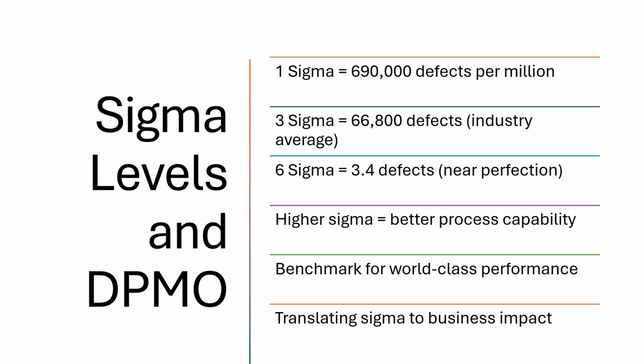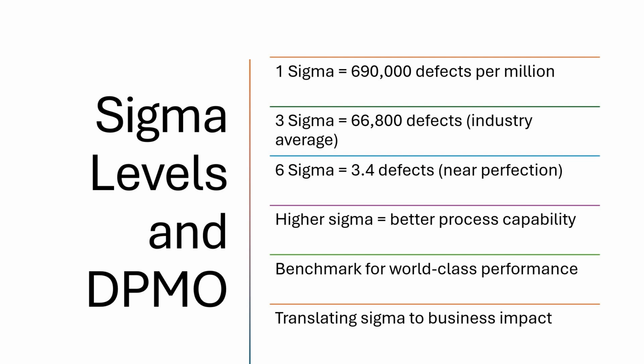Next one is benchmarking for world-class performance. Many global companies like Motorola, GE, Honeywell, and Amazon adopted Six Sigma to reach and maintain world-class standards. Six Sigma certification is often a requirement for leadership roles in quality and operations. It is not just a methodology, but a benchmark for operational excellence. Trust me, it is not just a methodology, it is a benchmark.